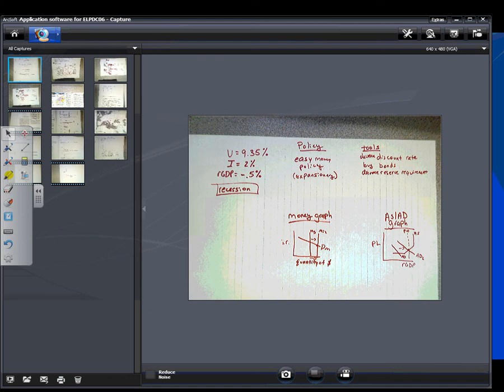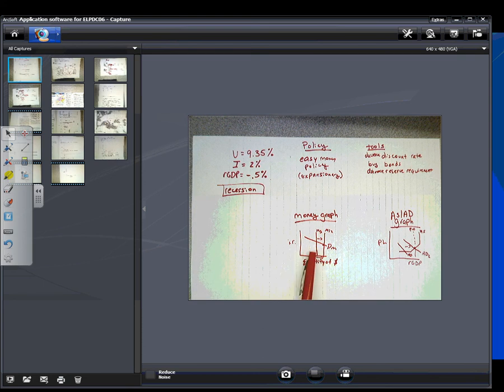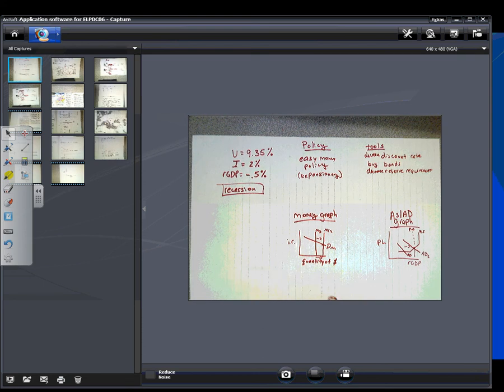Now, just the opposite would happen in a peak situation. We'd have tight money policy: increase the discount rate, increase the reserve requirement, sell bonds back. The money graph, instead of shifting to the right, would shift to the left as we try to decrease the money supply and get inflation under control.